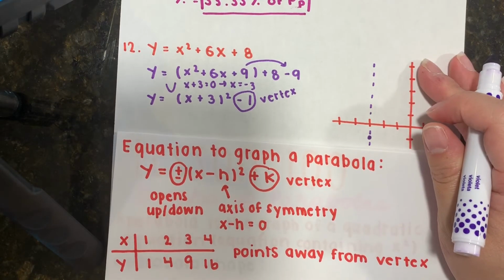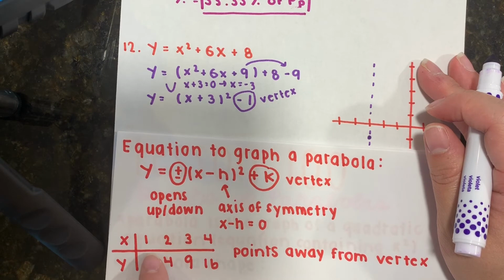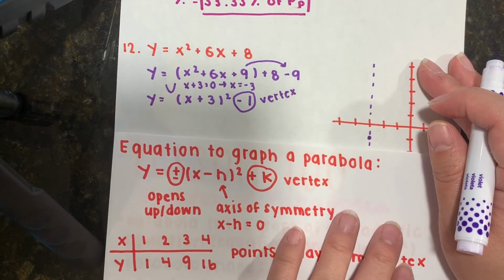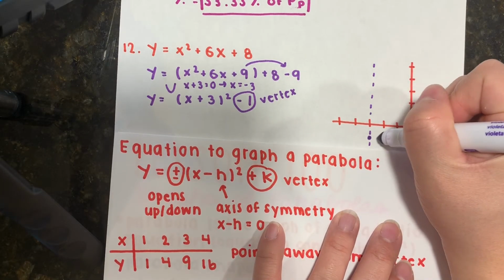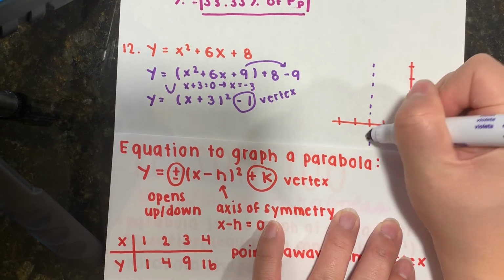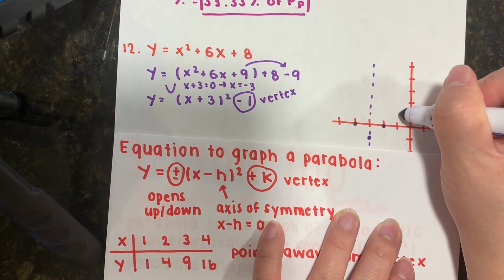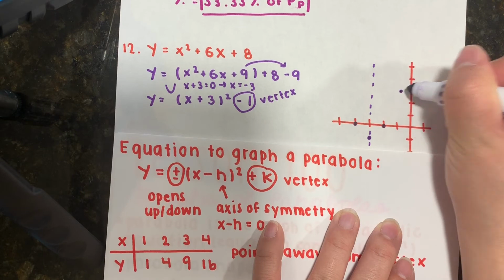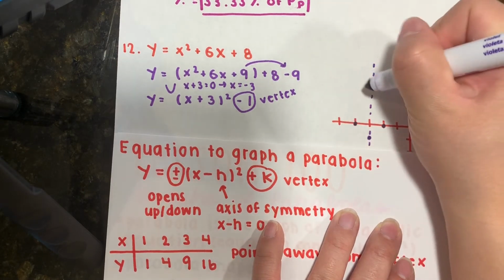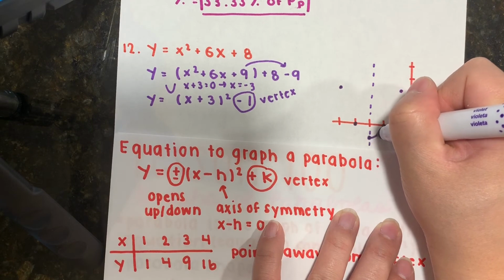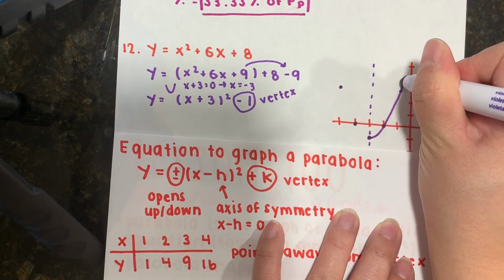Now I'm going to use this chart here, which tells me from the vertex I'm going to go over 1 up 1, and then over 2 up 4. And if you wanted to keep going, it would be over 3 up 9, over 4 up 16, but over 1 up 1 in either direction, and then over 2 up 1, 2, 3, 4, and that would be here. So you're going to draw this diagram.